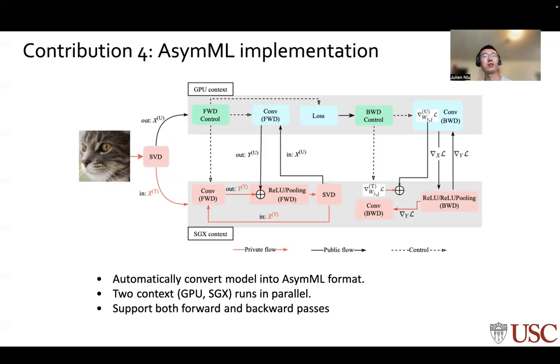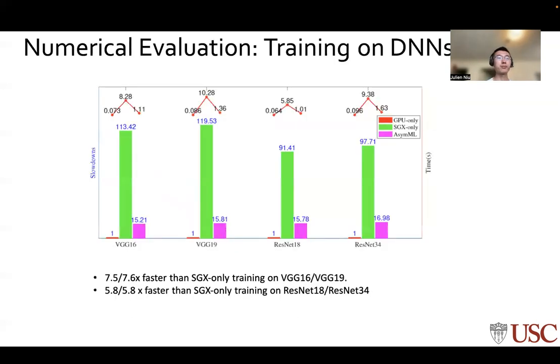Another contribution we have is this asymmetric implementation. This framework can automatically convert a model into the asymmetric format and then initiate two parallel running contexts, which are the GPU and SGX contexts. The framework supports both the forward and backward process for most commonly used models.